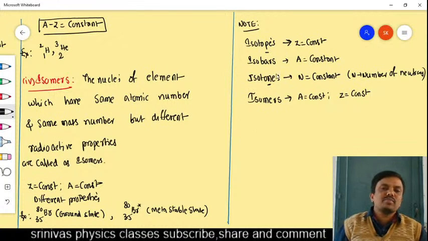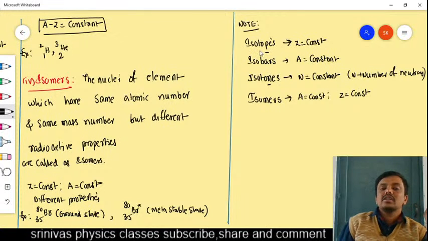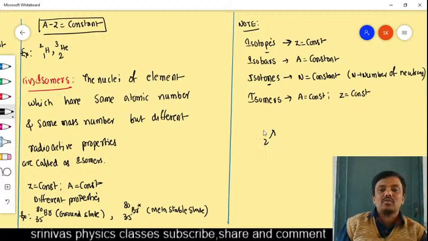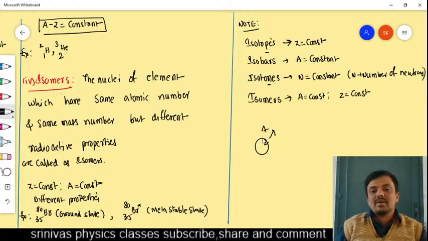This is the revision, very simple. Isotopes: we can define them as the nuclei of elements which have the same atomic number, Z is the same, but different mass number. And isobars means mass number is constant and different atomic number. For a certain element, what does it consist of? It consists of atomic number, mass number, and A minus Z is the number of neutrons, right?